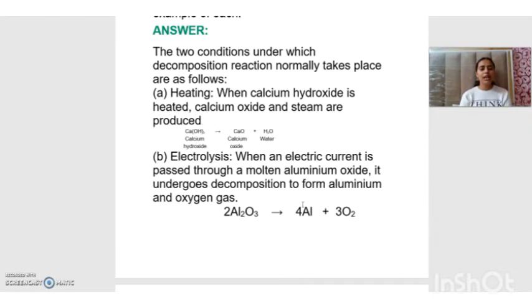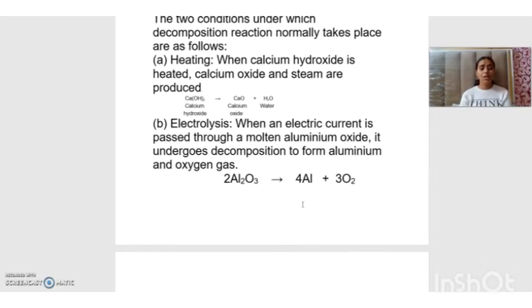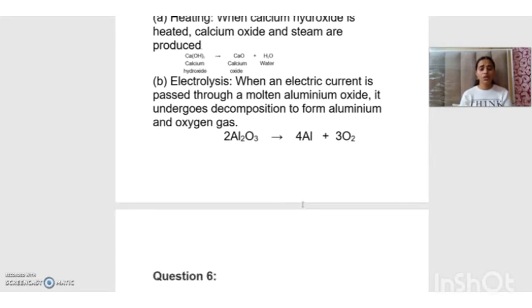Heating: when calcium hydroxide is heated, calcium oxide and steam are produced. So this is the first condition, students. See, when calcium hydroxide is heated, it gives us calcium oxide plus water. Second is electrolysis. What happens in electrolysis, students? When electric current is passed through molten aluminium oxide, it undergoes decomposition to form aluminium and oxygen gas, right? See the formula: 2Al2O3 gives 4Al plus 3O2. That means two aluminium oxides give us 4 aluminium plus 3 oxygen, right?